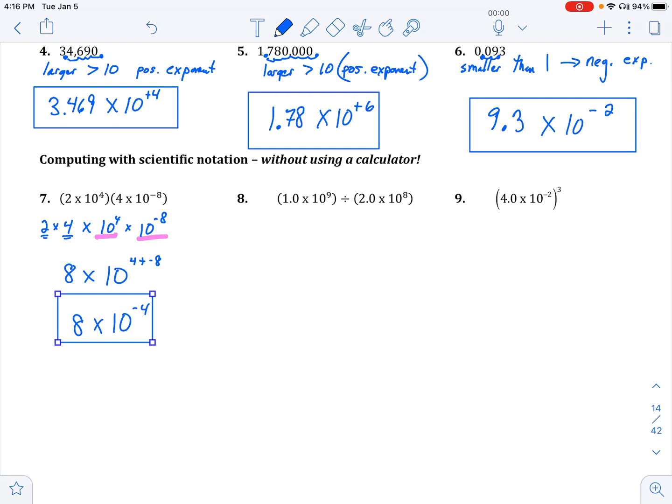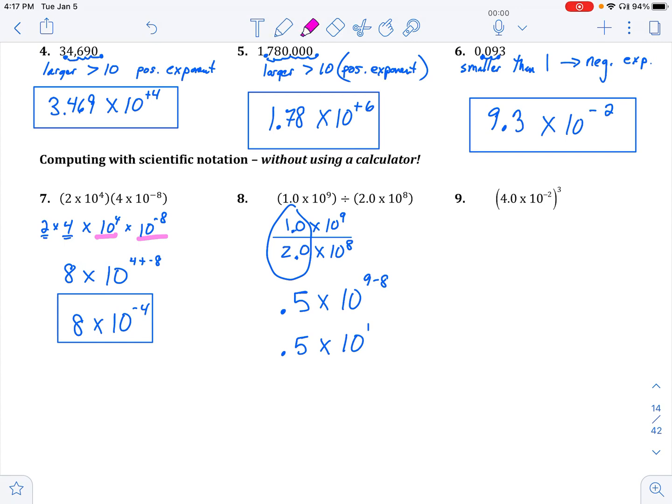Likewise, we can do similar types of things here. It may be beneficial for us to write this problem with a division bar as opposed to with a division sign. If I took this here and did 1 divided by 2, I know that 1 divided by 2 is 1/2 or 0.5 as a decimal. If I take a look at 10 to the 9th and 10 to the 8th, using my exponent rules, I can subtract those.